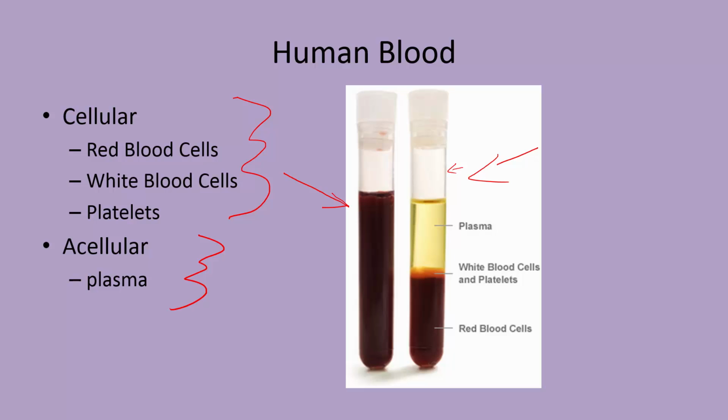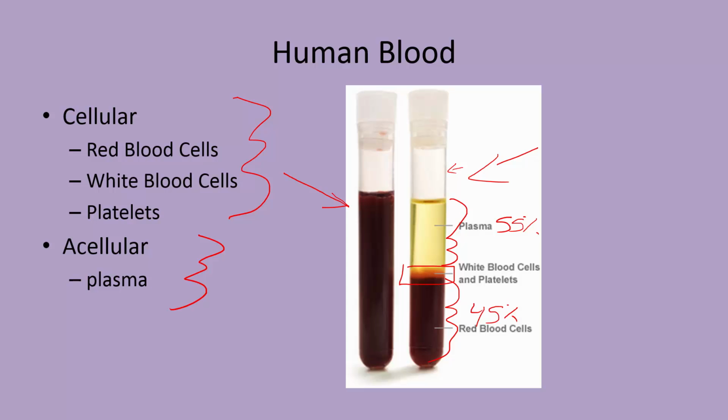So you can see we have our plasma layer, and that is roughly 55% of our total blood volume, give or take. It also depends on a couple of different things such as altitude, environmental factors, food source, that kind of stuff. But generally speaking, plasma is about 55% of your blood, and then these red blood cells is roughly 45%. Okay?